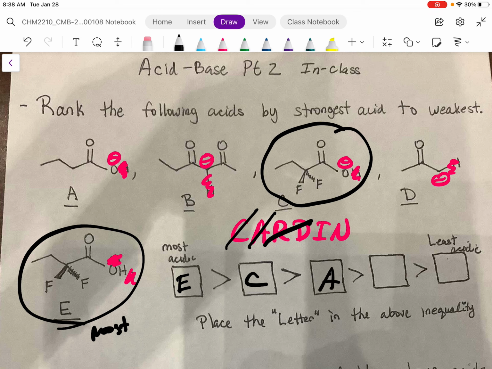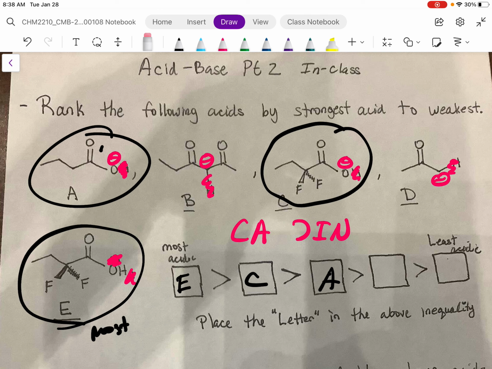Now, we cross those out. Those are done. Now it's just between B and D. We see that the negative charge is on the same atom, right? Okay, so what does B or D have that will break the tie?